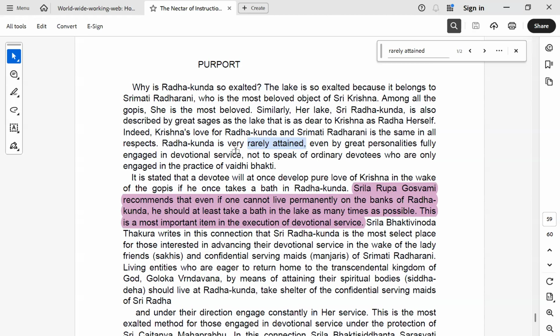So rarely attained means, does it mean that we can't go there? No, it doesn't mean that. It means we can't access it. We go to Vrindavan, but do we really enter Vrindavan? No.